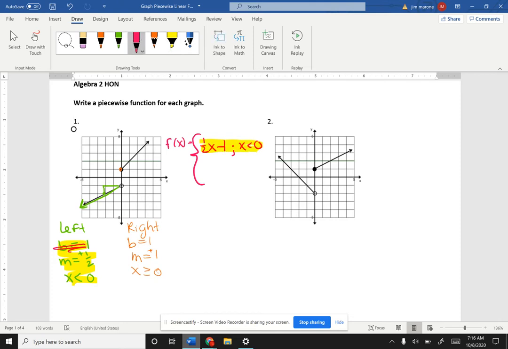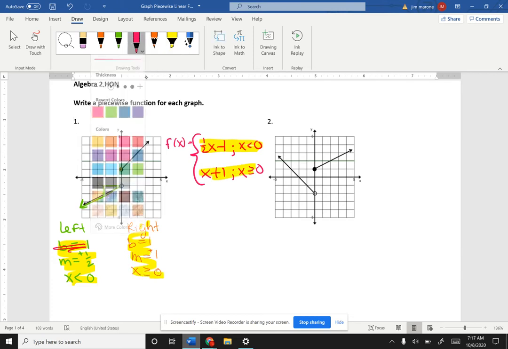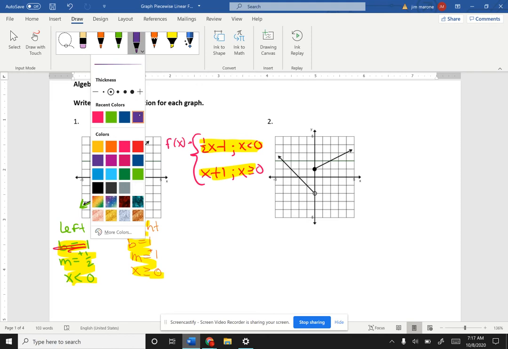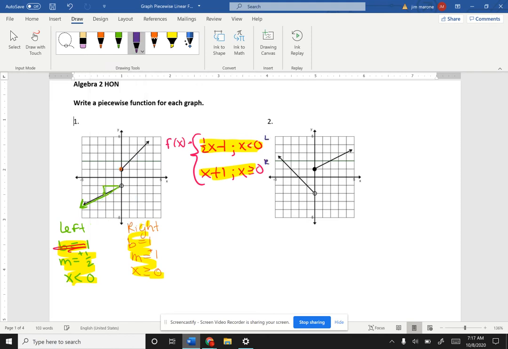And then f of x equals x plus 1 when x is greater than or equal to 0, because that comes from all of this information here. So this one is the left side and this one is the right side. You don't have to label it like that, but you do have to write the stuff inside of the box. So again, I'm going to go through all of the graphs like that.